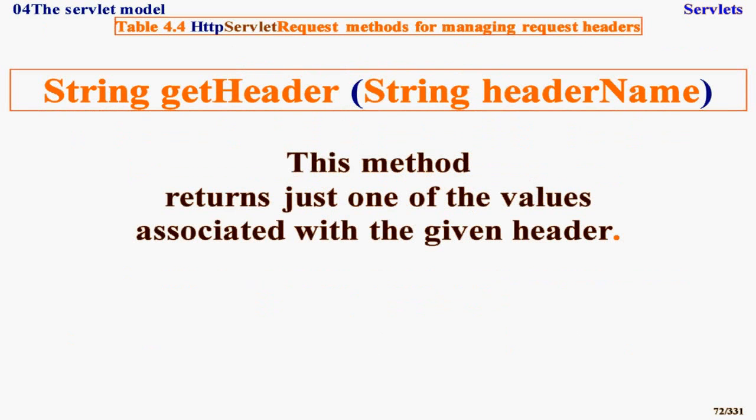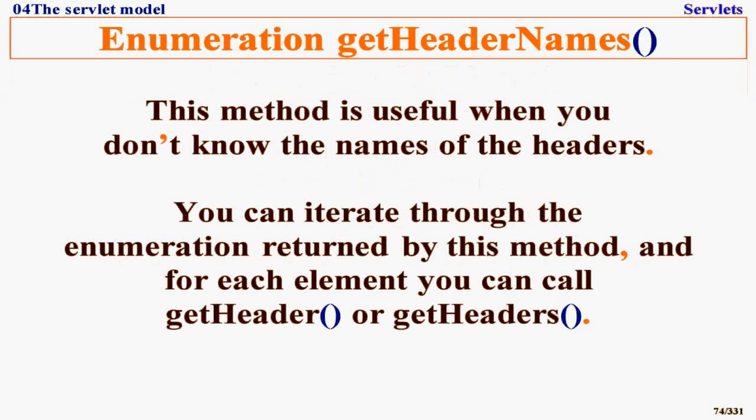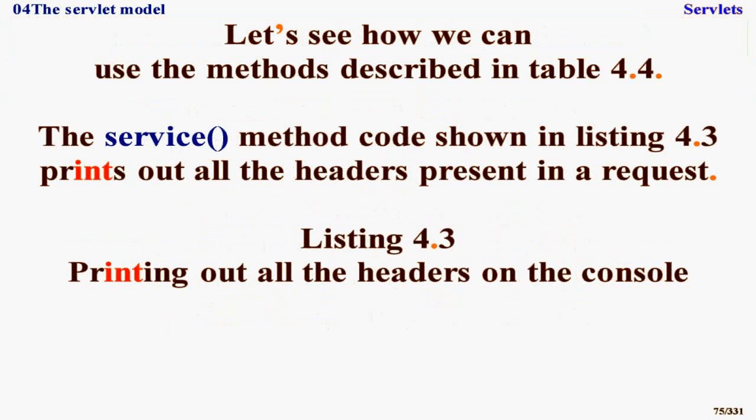String getHeader(String headerName). This method returns just one of the values associated with the given header. Enumeration getHeaders(String headerName). This method returns all the values associated with the header as an enumeration of string objects. Enumeration getHeaderNames(). This method is useful when you don't know the names of the headers. You can iterate through the enumeration returned by this method, and for each element you can call getHeader or getHeaders. Let's see how we can use the methods described in Table 4.4. The service method code shown in Listing 4.